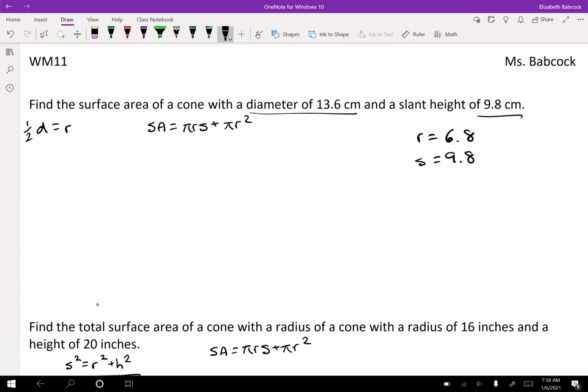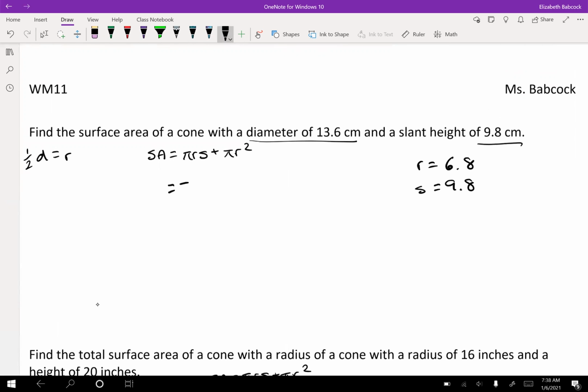If we plug that into our equation, we have pi times 6.8 times 9.8 plus pi times 6.8 squared. When you solve that out in your calculator, you get 354.62 centimeters squared.